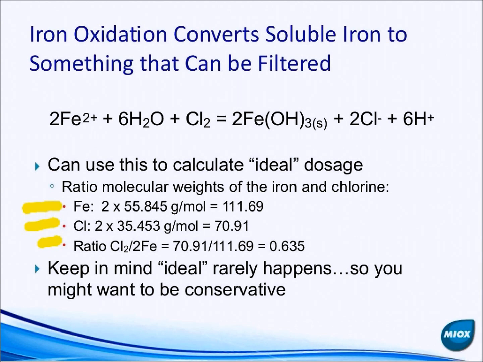Now keep in mind, ideal rarely happens, so given your circumstances, you might want to be a tiny bit more conservative than that. For example, we'll typically assume about 0.7 parts per million is what you want to be dosing for the chlorine.